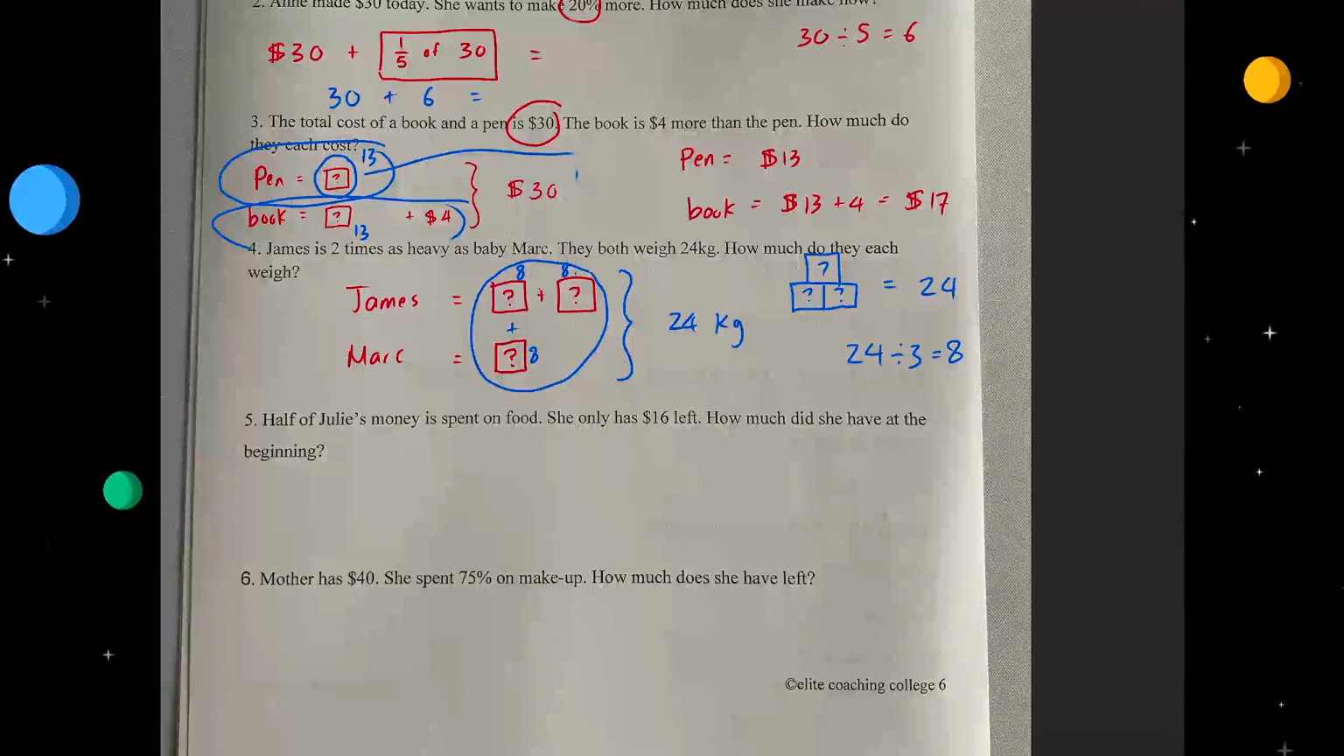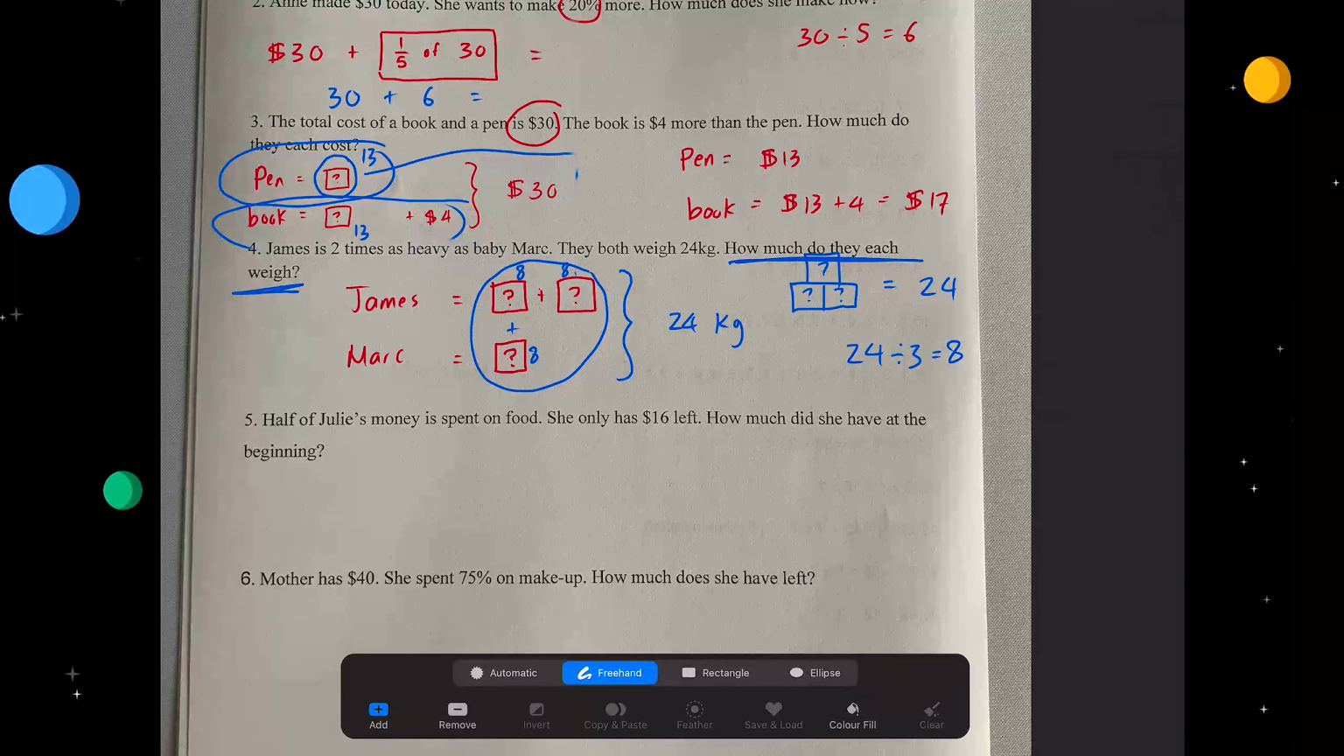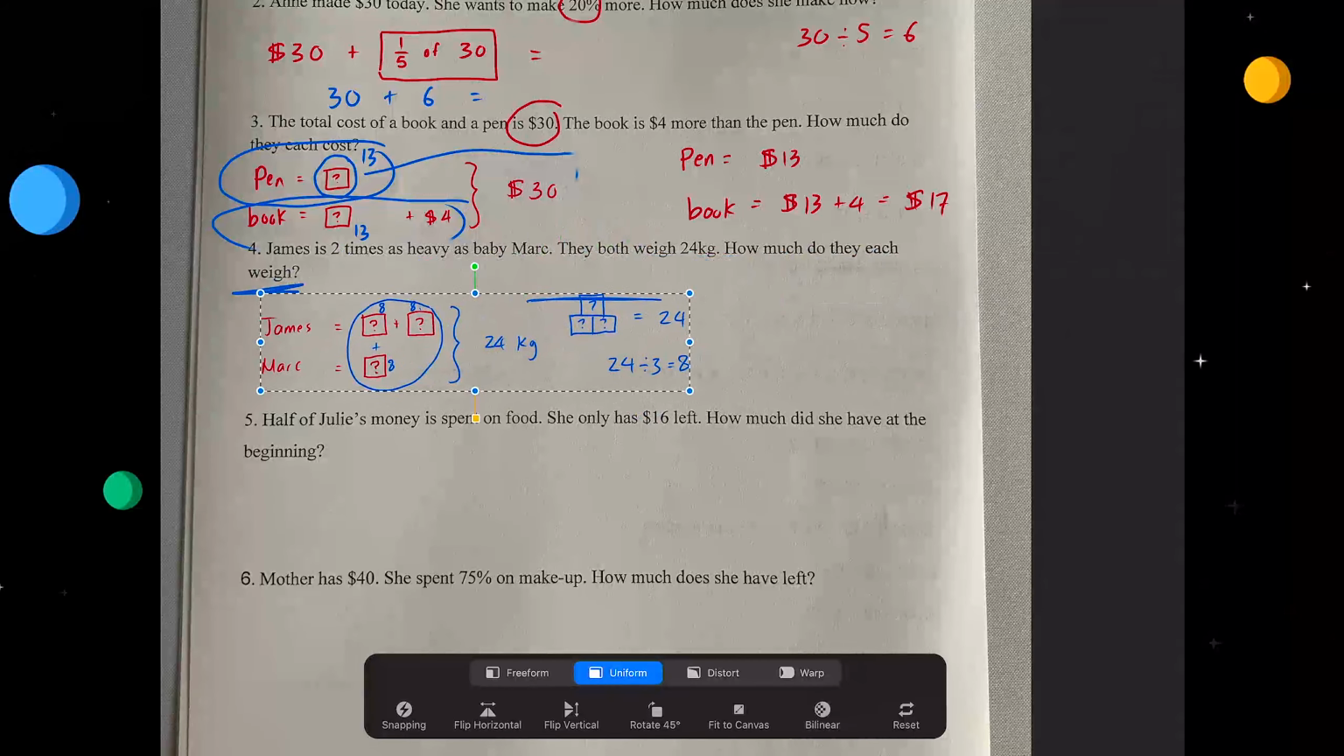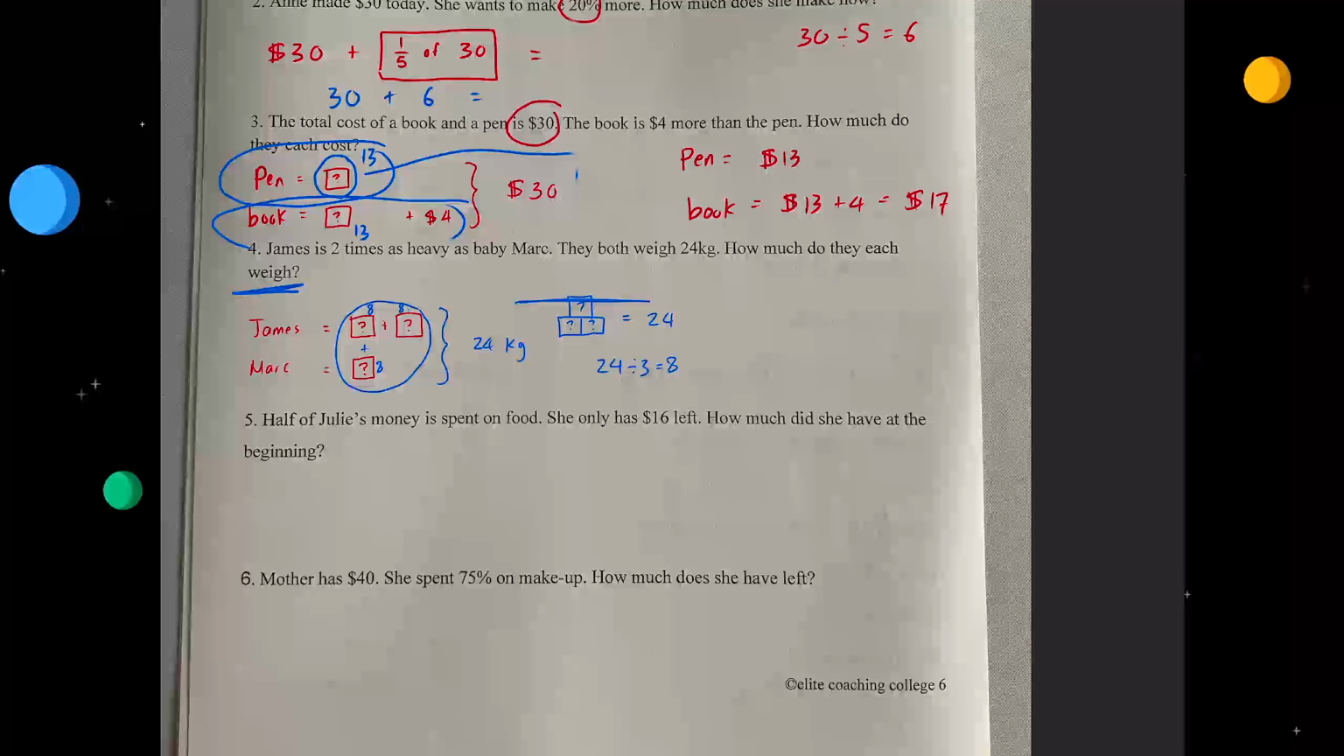That makes sense. So if you want to know how much she has left, all we gotta do is find the 1/4. How do you find the 1/4 of 40? You take 40 divided by 4, and you're gonna get 10. That means that each of these are 10. 10, 10, 10, 10. So how much do you have left? She only has left $10 because she only has one of the blocks there. Okay, so the answer is $10.